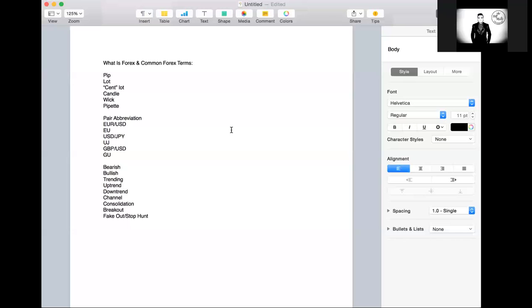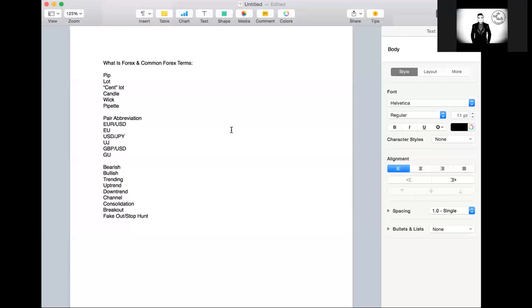Now, of course, you're also going to hear pair abbreviations, and these are just some of the common ones. We're going to hear them all over. EUR/USD stands for the euro versus the US dollar. Some people might even call it EU for short. USD/JPY is the US dollar versus the Japanese yen. You might hear it called UJ for short. The GBP/USD is the Great British Pound versus the US dollar. You might hear it called GU for short.